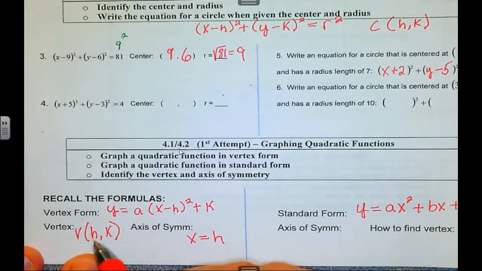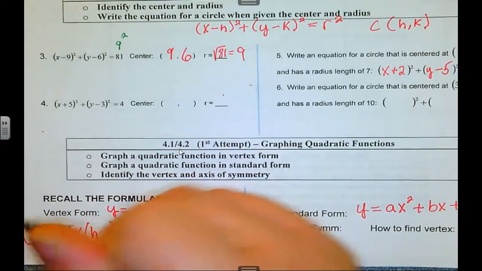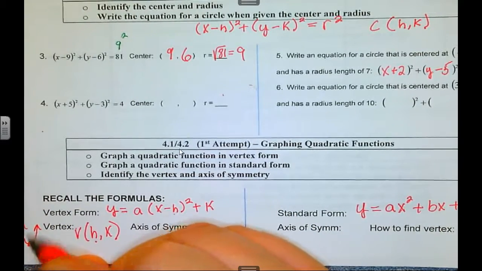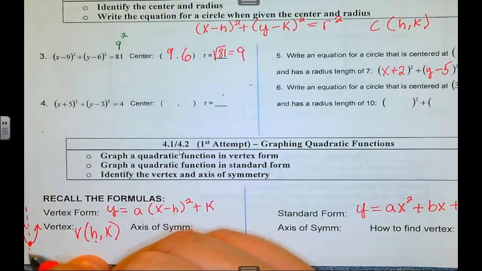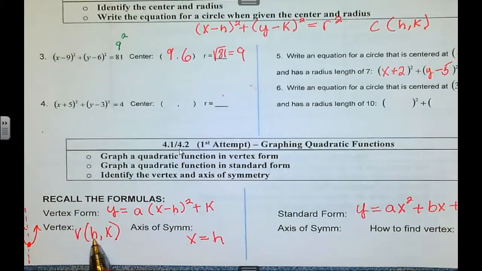If this is my vertex, okay, suppose I got a parabola, and this is my hk, well, my axis of symmetry is a vertical line, so it has to be x equals this h value. Okay? This is standard form.